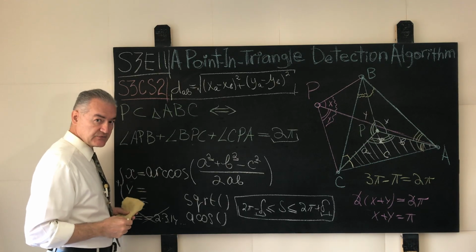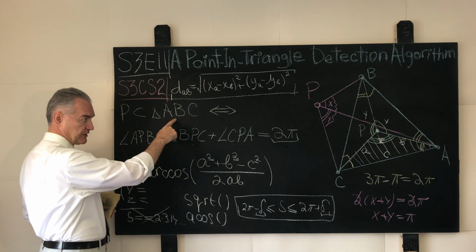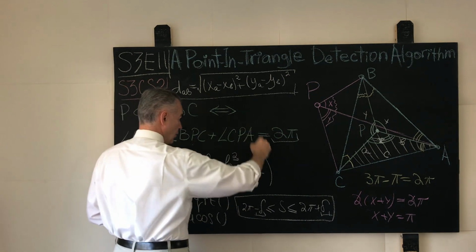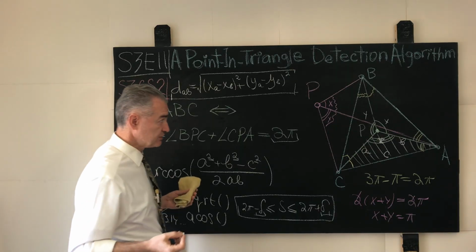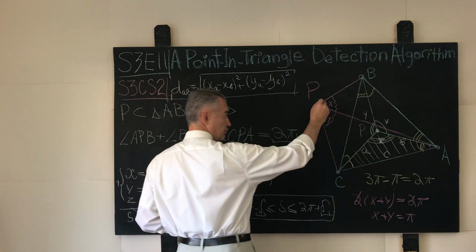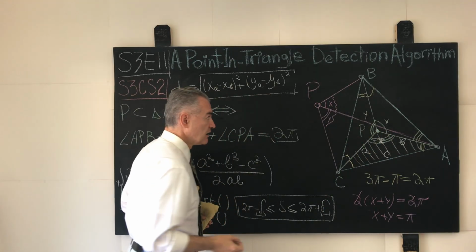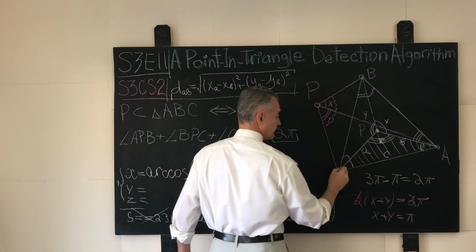Which means that if the point P is located outside of the triangle ABC, then the sum of these angles will not be 2 pi, and that is also very straightforward to prove. Let's assume for a moment that the point P is located outside of the given triangle, and we connect the point P with all the vertices. And what do we see?